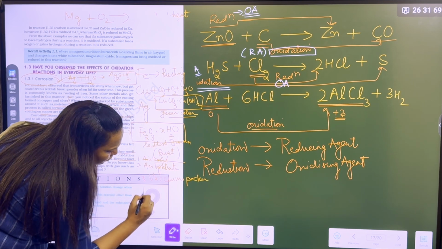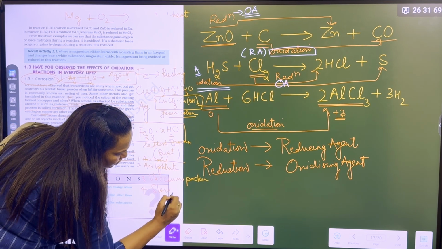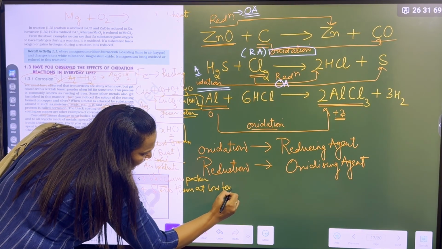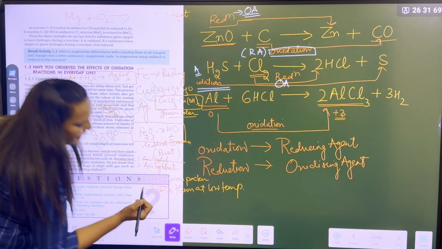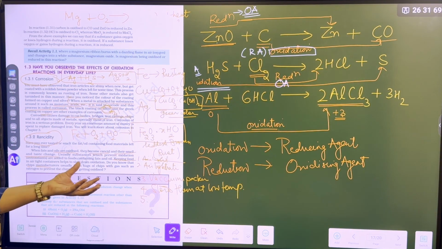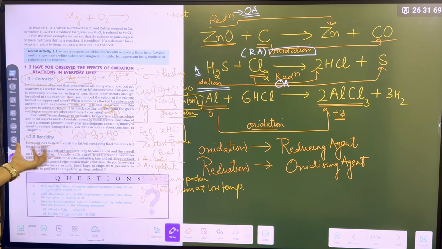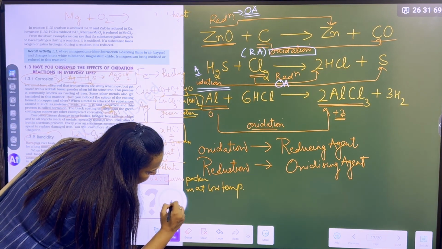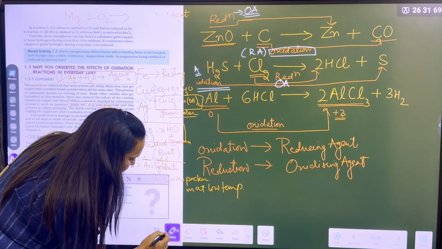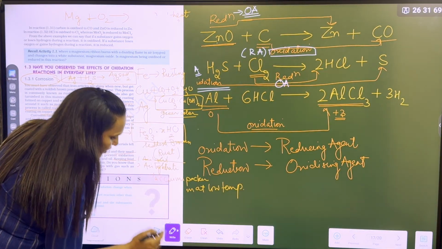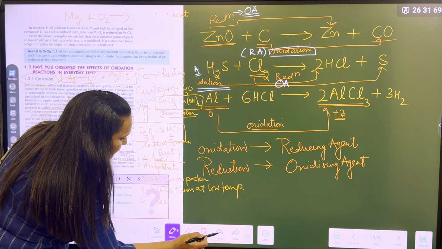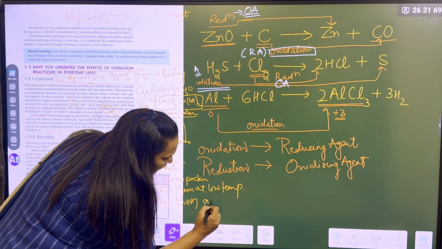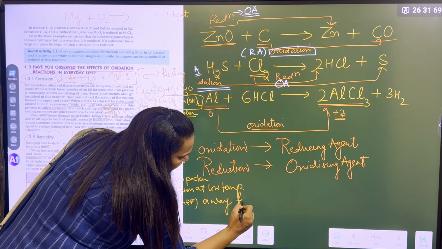What else we can do? Store them at a low temperature. And what is the next point? I think fifth point we can say that keep them away from direct sunlight.